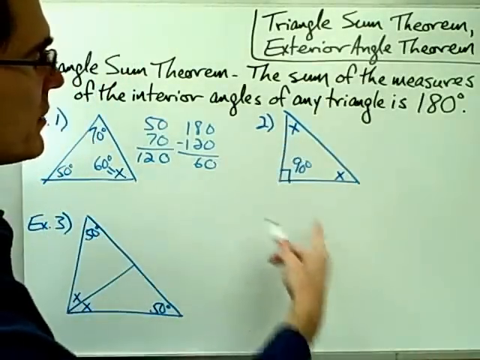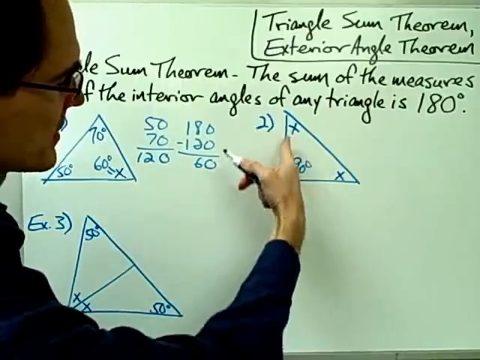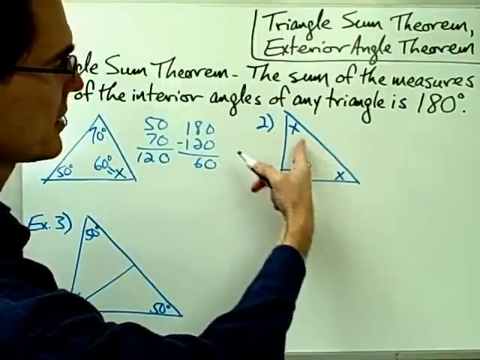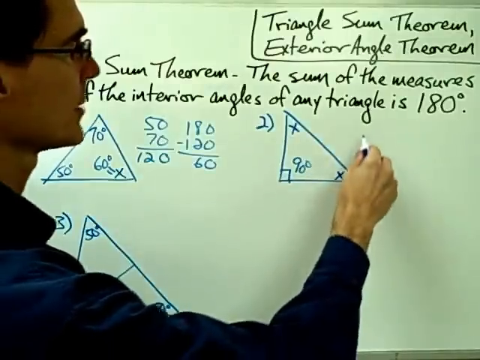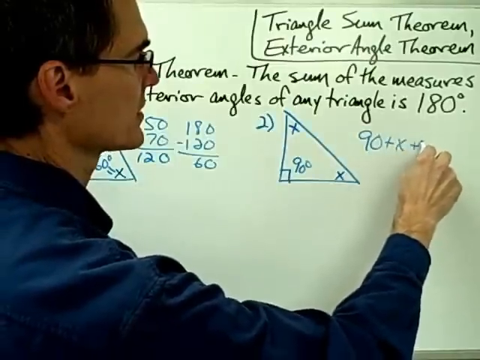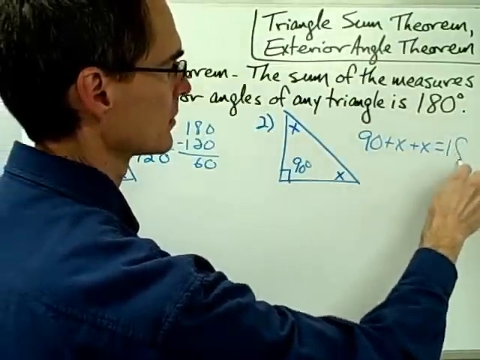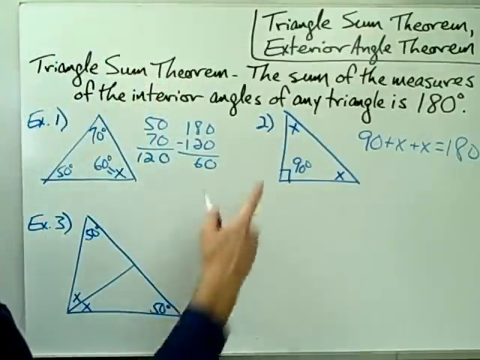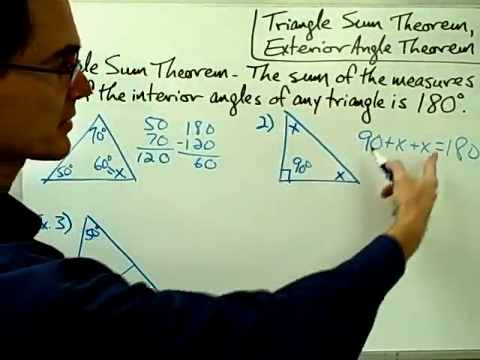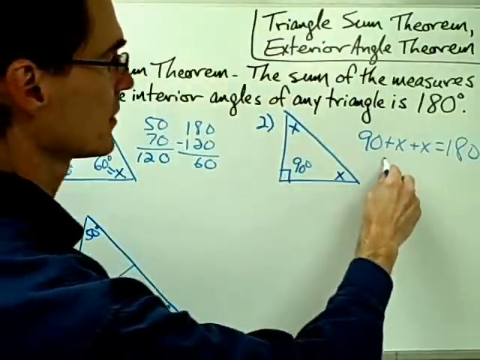Now for this one right here you could also do that, except it's maybe easier in this case. I have a 90-degree angle and then I have two angles here. The other two interior angles are labeled x. This one, it may actually be easier to set up the equation based on the triangle sum theorem. The sum of these three angles, 90 plus x plus x, is equal to 180 degrees.